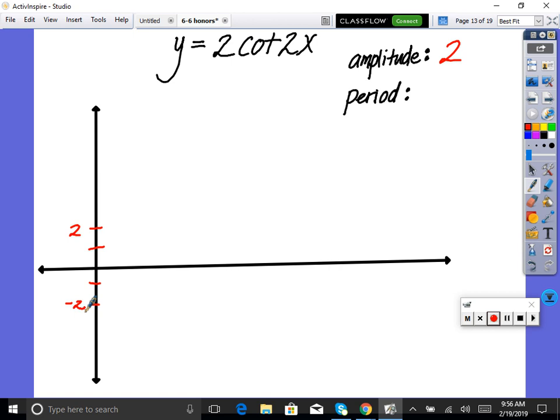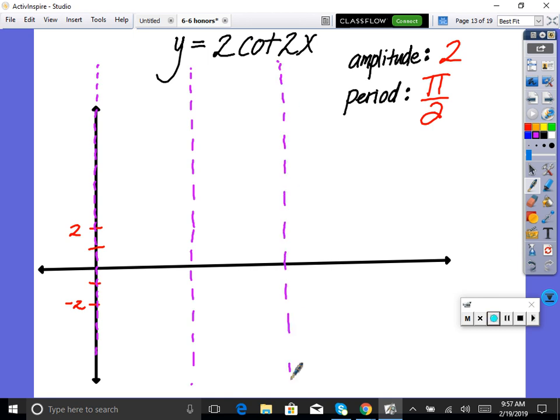Then you would say my period is pi divided by b, so pi divided by 2. Now for cotangent, the first asymptote always starts at 0. We're taking that parent function and we're shifting it, so it's still going to be at 0. Then that would change our asymptotes. Yes, that would just change your asymptote. So let's do 2 cycles.